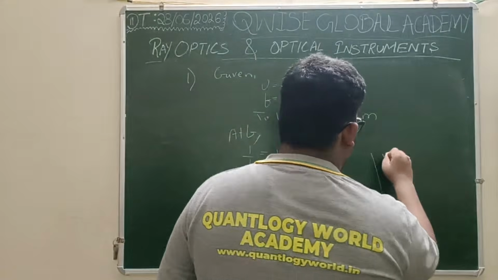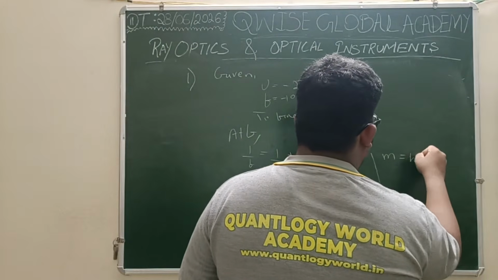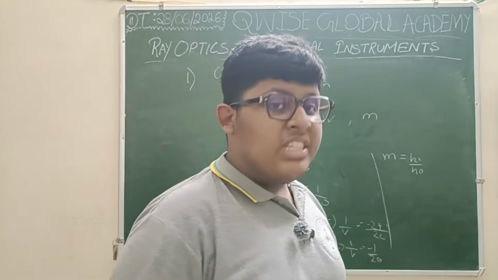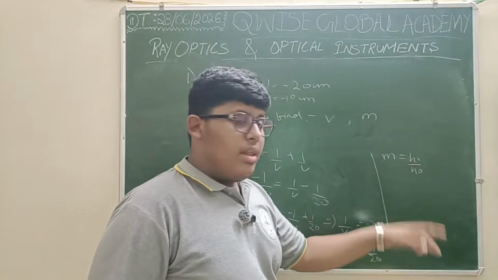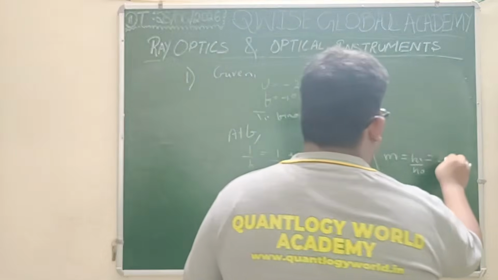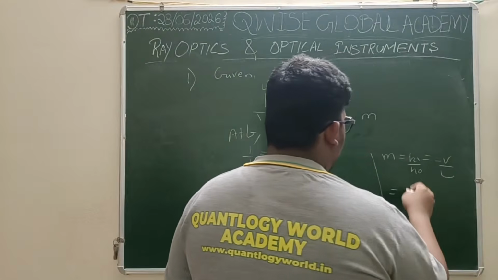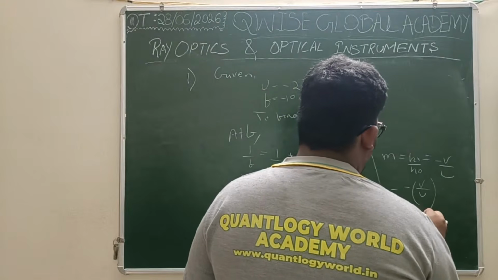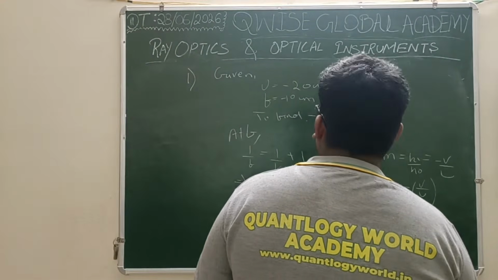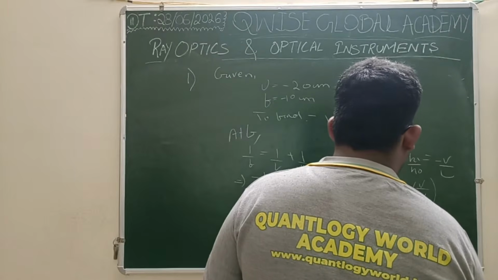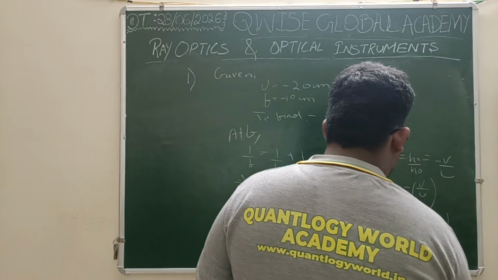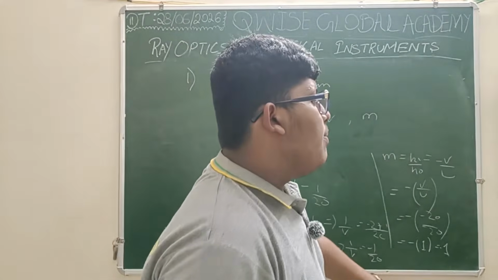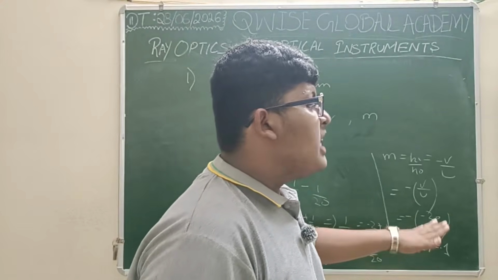Next we have to find m. m equal to hi by ho, but here the height of the image and height of the object are not given, so we can use another formula, that is minus v by u. Minus v by u. v is minus 20, u is also minus 20. This is minus of 1, it is minus 1. So here the image formed is inverted and of same size.